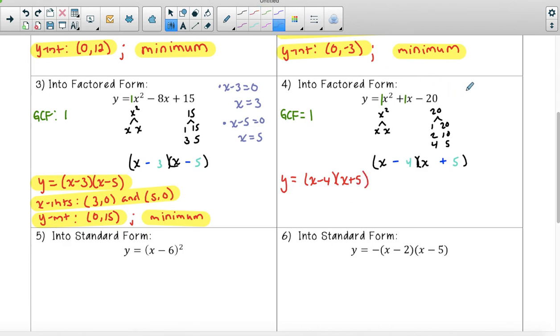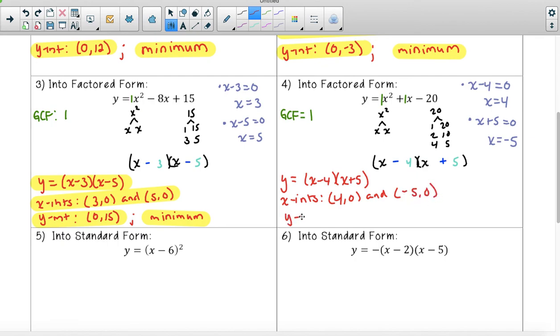Because it's in factored form, I take my 2 linear factors of x minus 4, set it equal to 0. We get x equals positive 4. My x plus 5, set that equal to 0. We get x equals negative 5. Now that we have the solutions, we can put those as our x-intercepts. Those x-intercepts are at 4, 0 and at negative 5, 0.